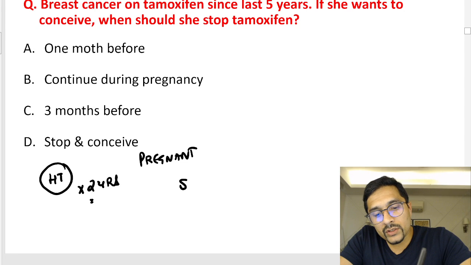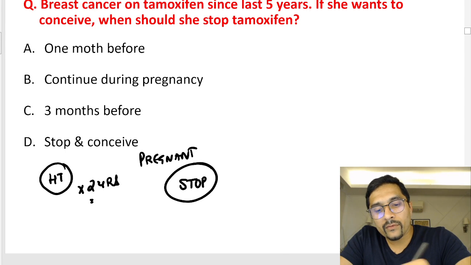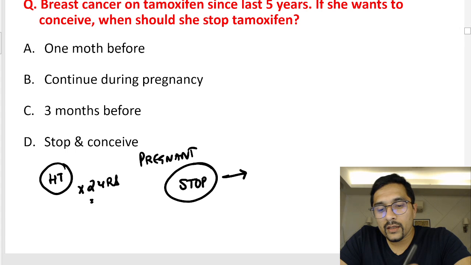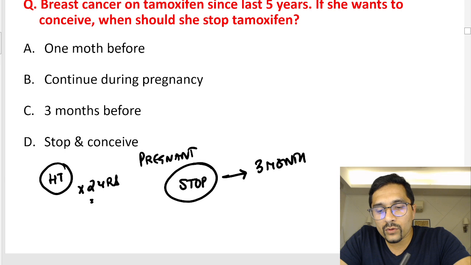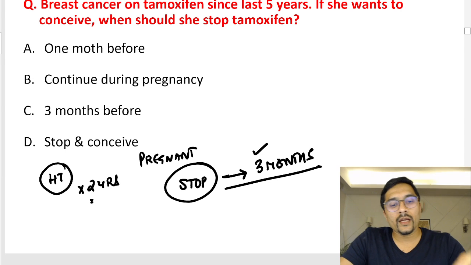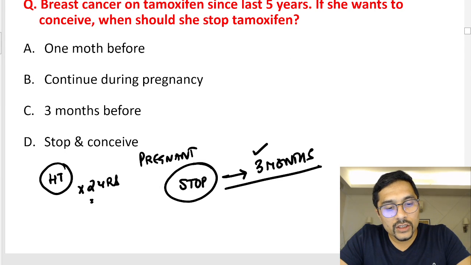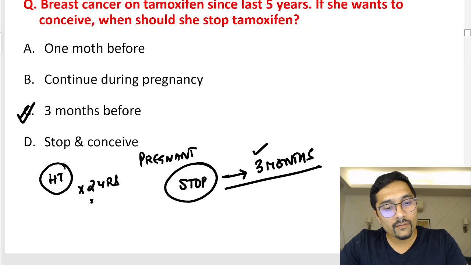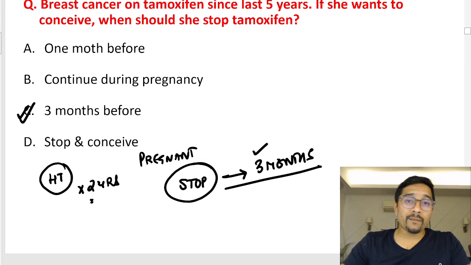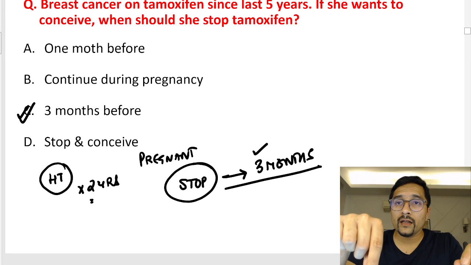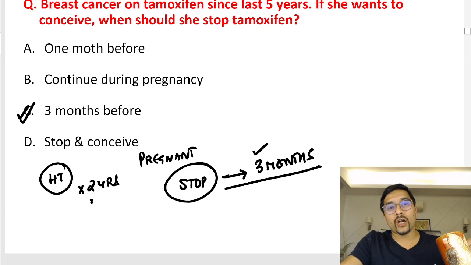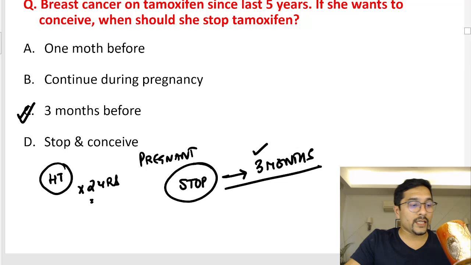So, when we stop hormonal therapy, then we say usually you should wait for 3 months before you try to conceive. Okay. So, that is the correct answer here. She should stop 3 months before and then she should start planning her pregnancy. If a patient becomes pregnant on tamoxifen, then you need to discuss with the gynecologist if they can continue the pregnancy or not, because there can be teratogenic changes.